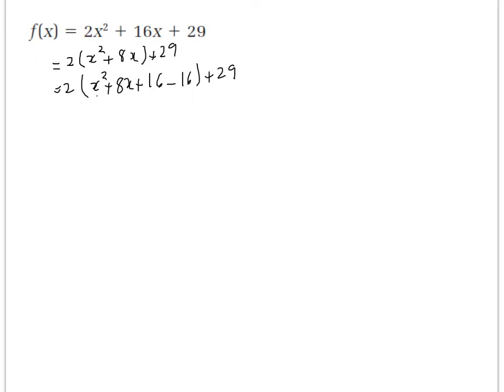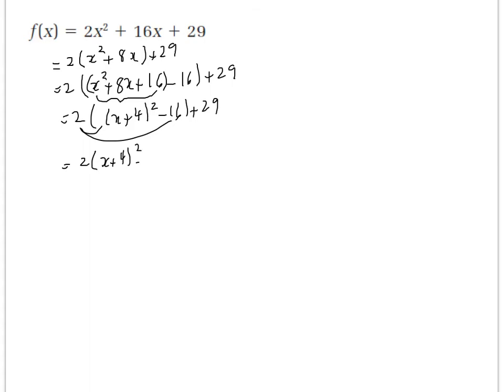Now if you look at these three terms, if I put a bracket beside them, this is a perfect square, so I can write this one as 2 times x plus 4 squared minus 16 plus 29. Now I'm going to distribute 2 inside. I get 2 times x plus 4 squared minus 32 plus 29, which is 2 times x plus 4 squared minus 3. Now I replace f of x with y because it's easier to write, so this is equal to y.